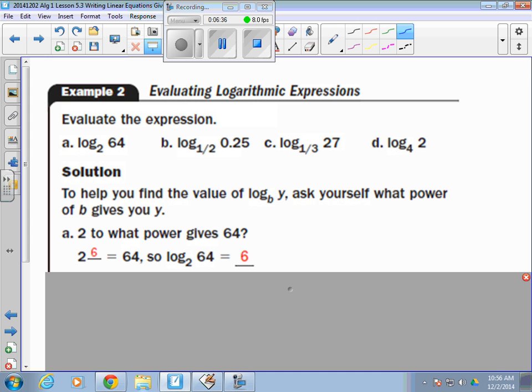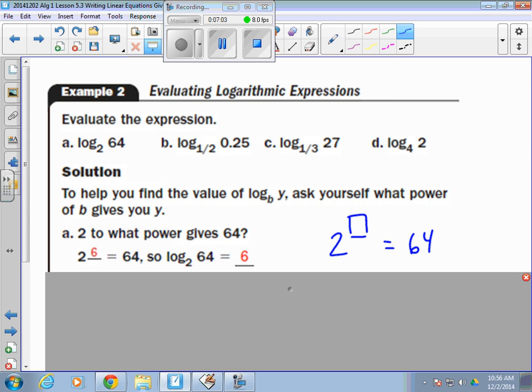He's evaluating these. Evaluate log base 2 of 64. So it's saying 2 to what power equals 64. You're just saying, how many times do I have to multiply 2 times itself to get 64? We know 2 times 2 is 4. Times 2 more is 8. Times 2 more is 16. You got to go 6 times. 2 times itself 6 times.